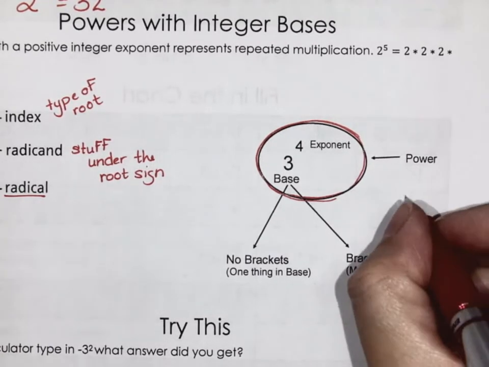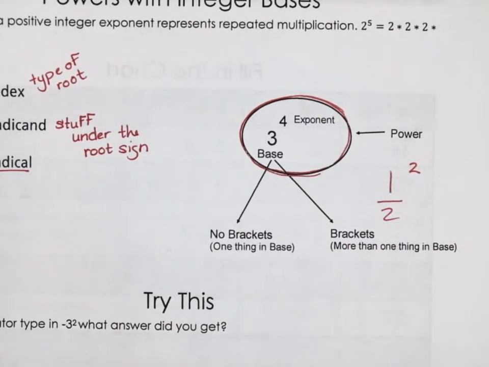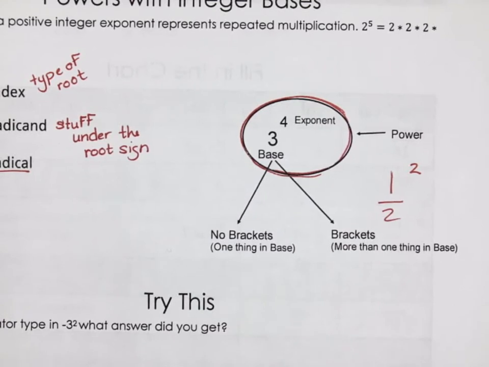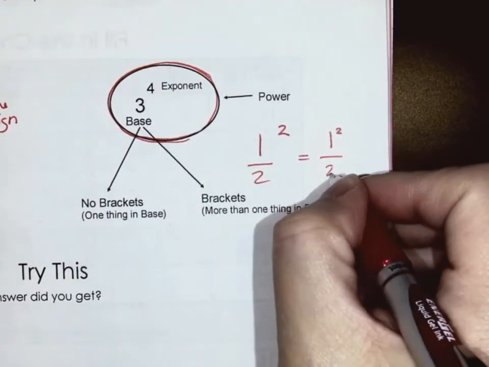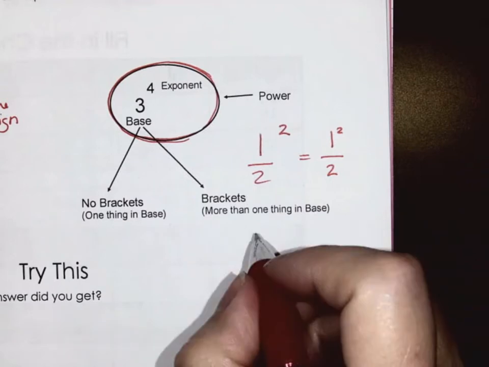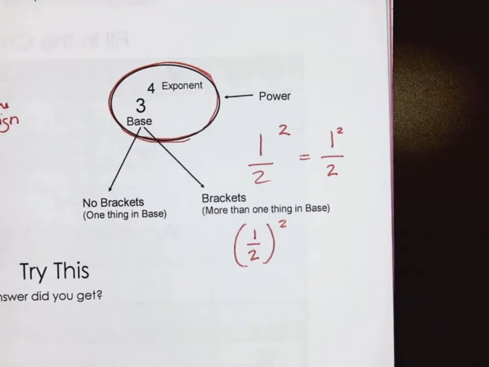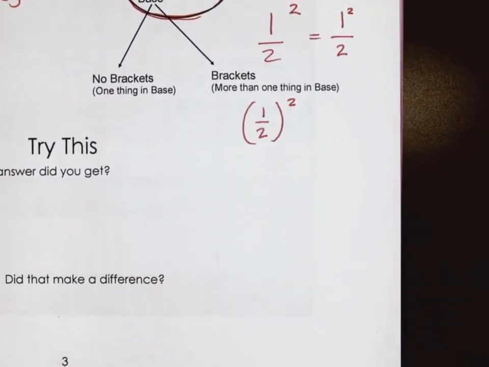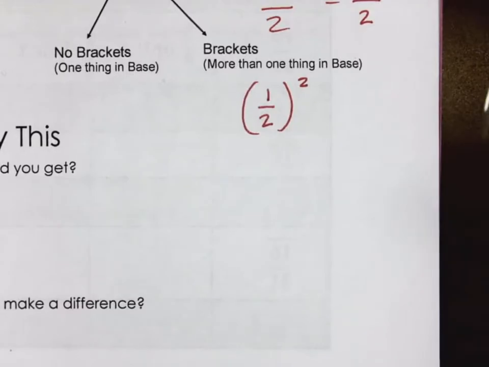So let's say I have 1 over 2 squared. Let's say I just have that. Because there's no brackets here, what's squared? Is it 1/2? Is it the 1 or is it the 2? It's just the 1. So what this would mean is 1 squared over 2. If I want the 1/2 squared, I have to put brackets around it and say, hey, I want both the denominator and the numerator squared. Does that make sense to everybody? So we got to use brackets.